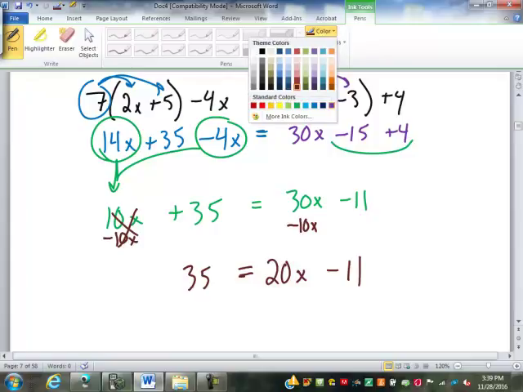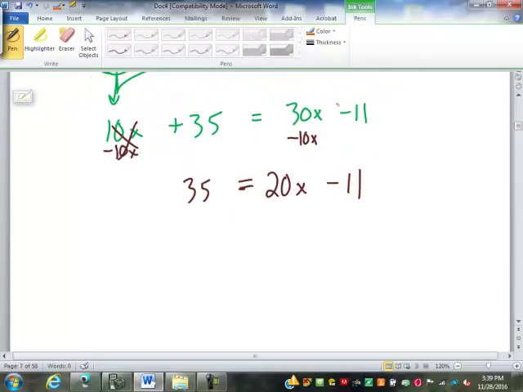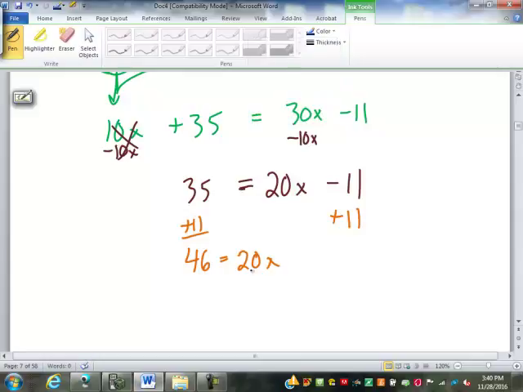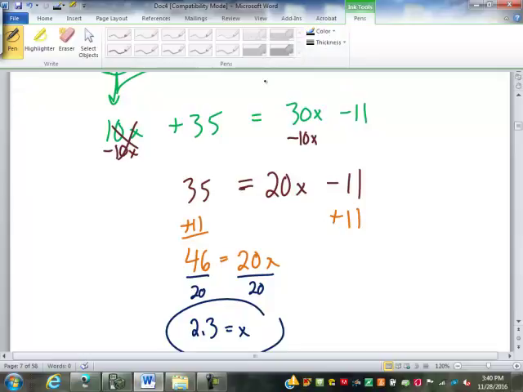Then what do I do? Add 11. 46 equals 20x. And then divide by 20. 2.3 equals x. Yes, we can get fractions or decimals now. Any questions? You thought you did it wrong because it didn't come out right?